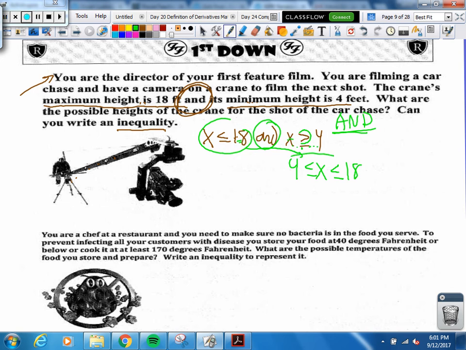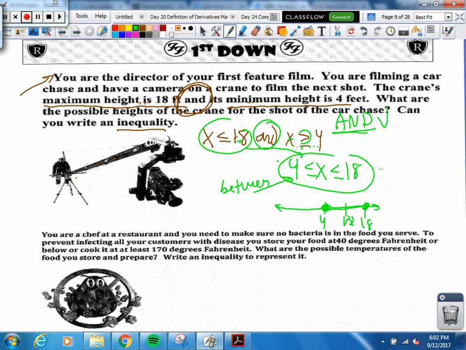So when I think of this compound inequality, and so anything looks like that, I'm thinking between. Write that down, between. So x, the height of the crane, could be anything between 4 and 18, including 4 and 18. It could be 10, it could be 12, it could be 5, but it can't be 3, and it can't be 19. So if I was to graph this, here is 4, here is 18. So the crane can go any height between 4 and 18 like that. Can't go 0 feet, it can't go 100 feet, but it can go anything between there, like 12. That's an example. So that's an and compound inequality.